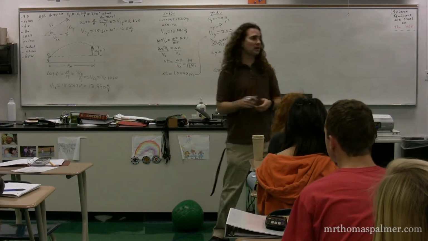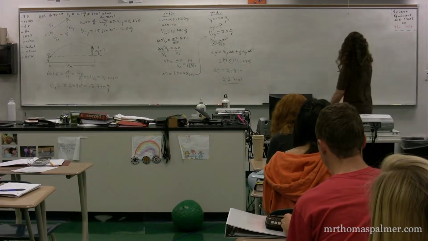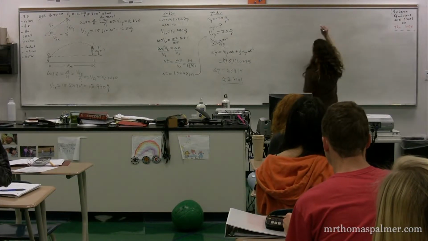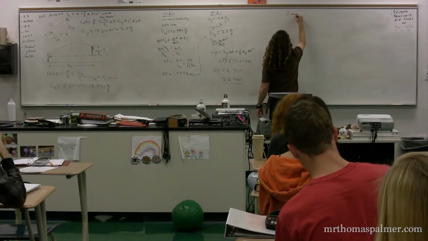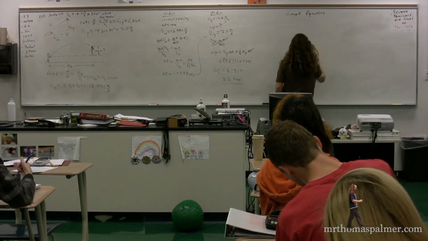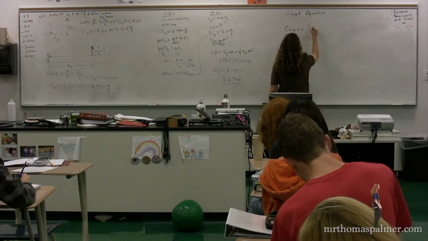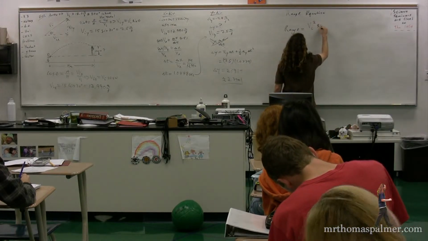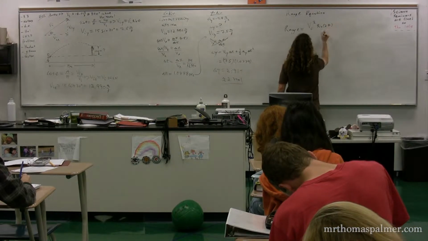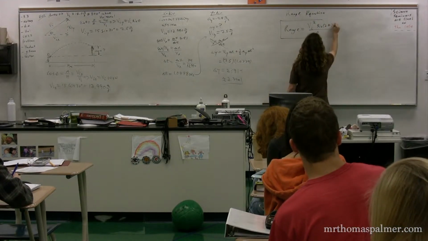There is one new equation in this section. It is called the range equation. Let me write that out for you now. It's called the range equation. The range is equal to the initial velocity squared times the sine of 2 times the initial launch angle divided by little g, the acceleration due to gravity.